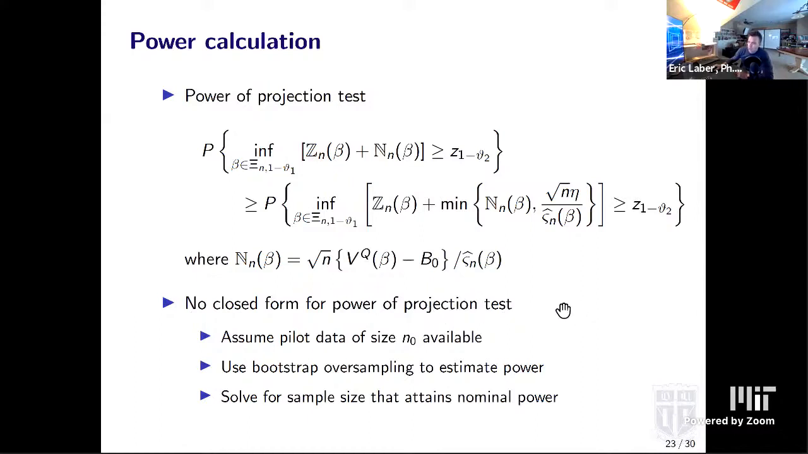The way that we do this now is we collect pilot data of size n0. Then we use bootstrap oversampling to estimate the power, and we solve for the sample size that attains nominal power. So this is a very simple procedure. This is done a lot in clinical trials. Typically, n0 is quite small. So we have one trial with 25, one trial with 50.